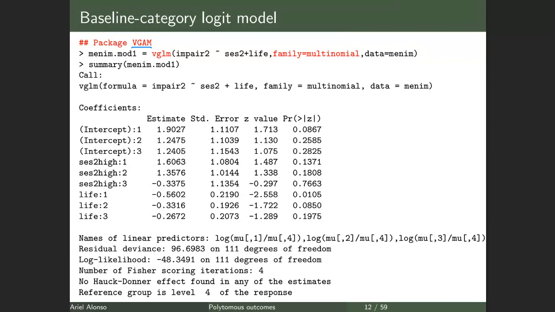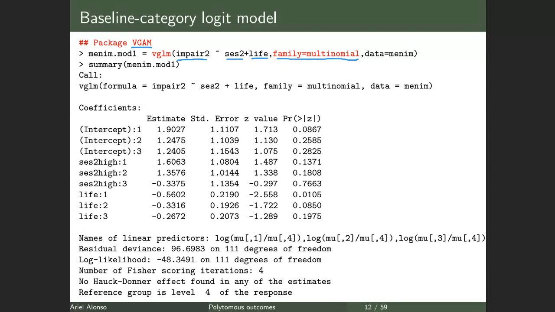And here we have our model. So we are modeling mental impairment, in this case called impair2 in the data set, as a function of socioeconomic status and the number of life events. And you write here family multinomial. If you don't write anything else, then you are going to consider by default the logit link to model these odds, the odds of each category with respect to the baseline category. Of course, you can use other types of link function, and we're going to see that later on.